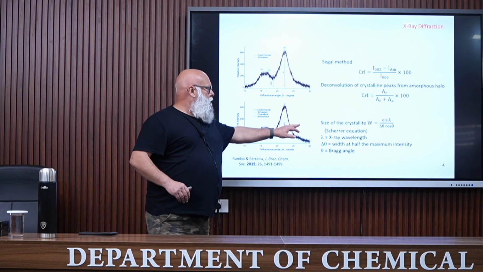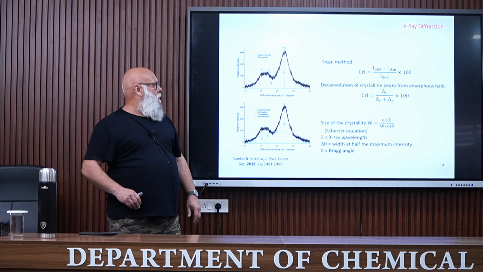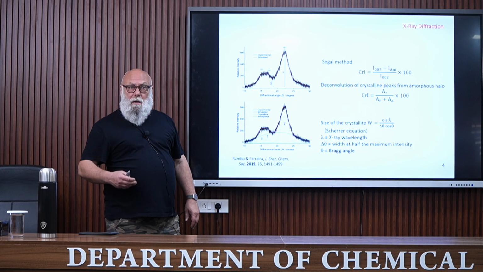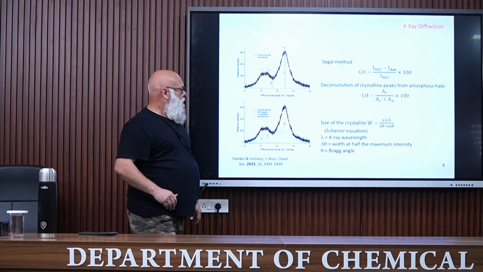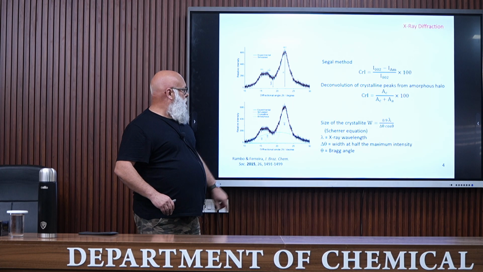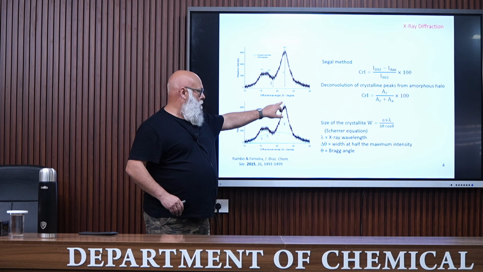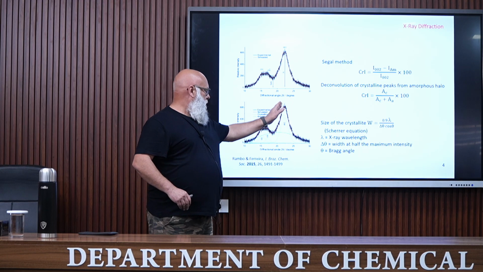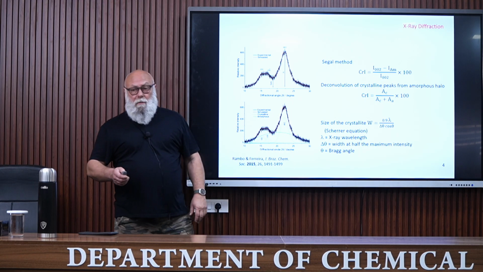It's also possible to determine the size of the crystallite, which can be impacted by the grafting. It can be determined using this Scherrer equation in which lambda corresponds to the X-ray wavelength, delta theta is the width at half the maximum intensity, and theta corresponds to the Bragg angle.